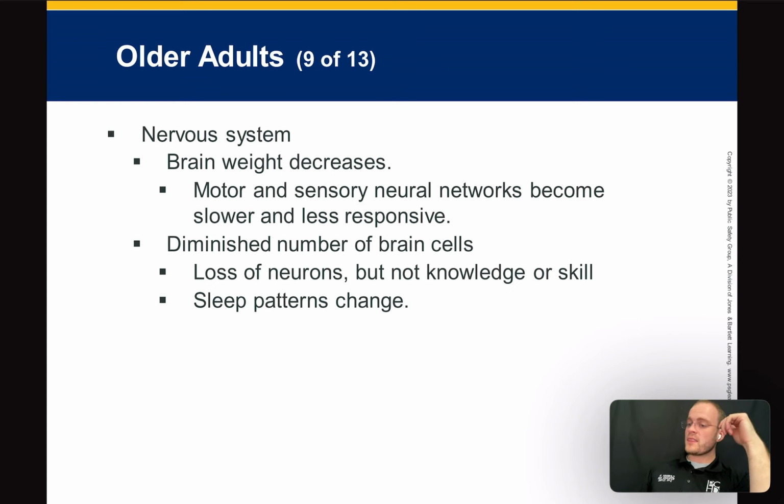So the sleep patterns change. So oddly, as we age, we need less sleep.